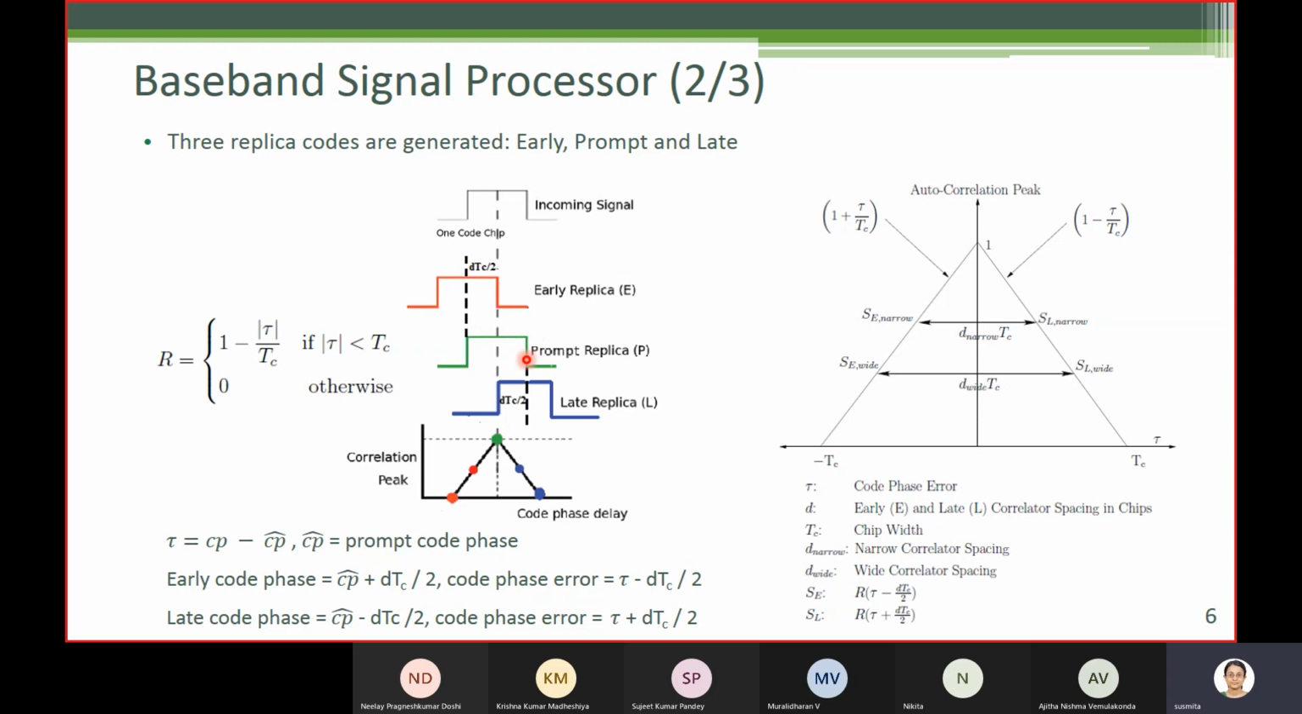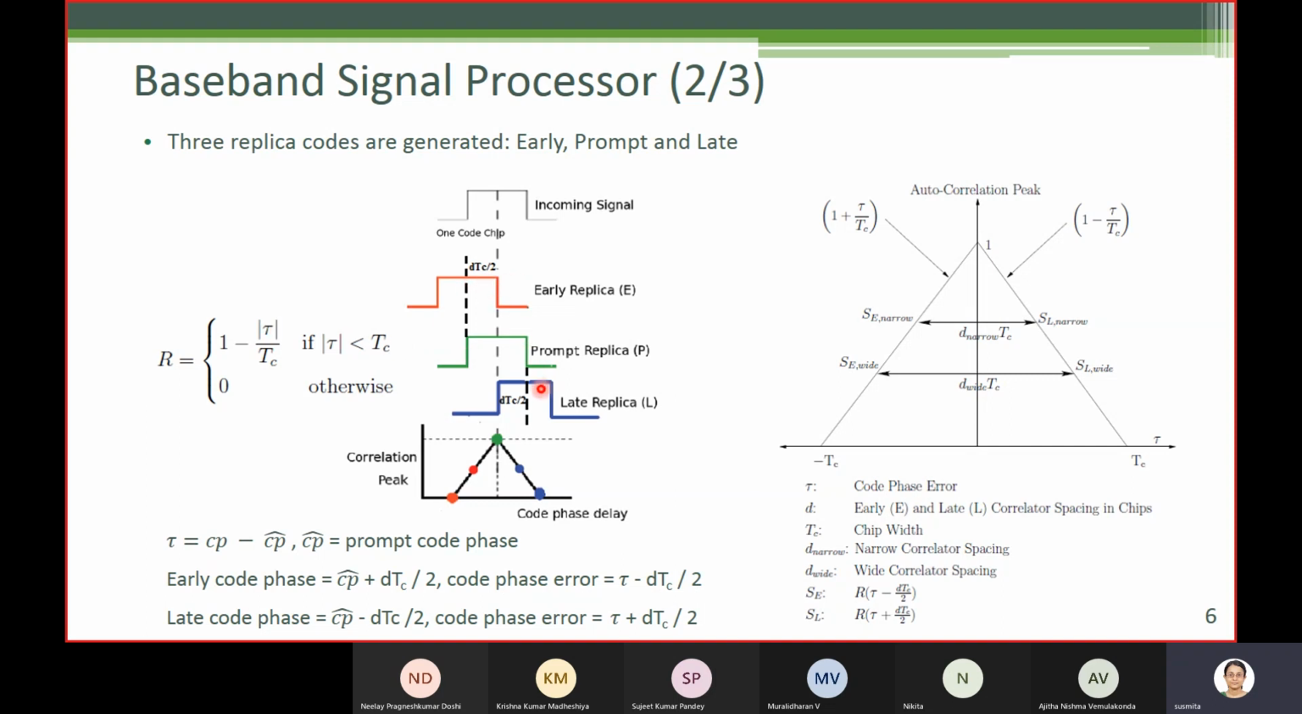Now we need to do the same for the prompt. From the beginning of the current code epoch or code period, we need to find the number of chips preceding the current chip and the fraction of the current chip up to the current point. So this will be CP hat, the prompt code phase. Now when the prompt is perfectly aligned with the incoming chip, both are the same, the code phase alignment error tau is 0. If tau is 0 here, then we get R. So it will be here. The maximum value of the autocorrelation peak is obtained when tau is 0.